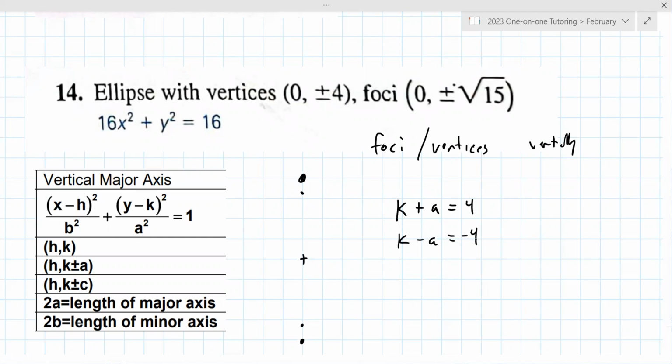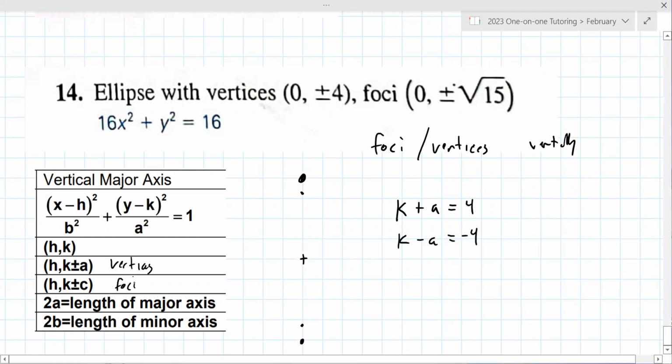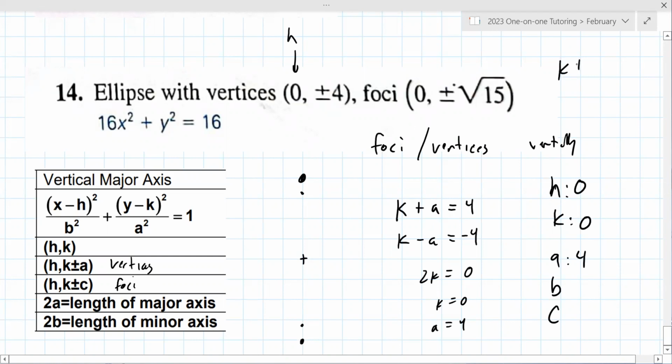For foci, these are vertices. Oh, foci is k plus c. Yeah, we're going to do that one next. Okay, just checking. So this is 2k equals 0, so k equals 0, and a equals 4. So you still have to find h, k, a, b, and c. So we found that k is 0. h is 0, this is h right here. And we found that a is 4. To find c we use k plus or minus c. K plus c equals square root of 15. K minus c equals minus square root of 15.